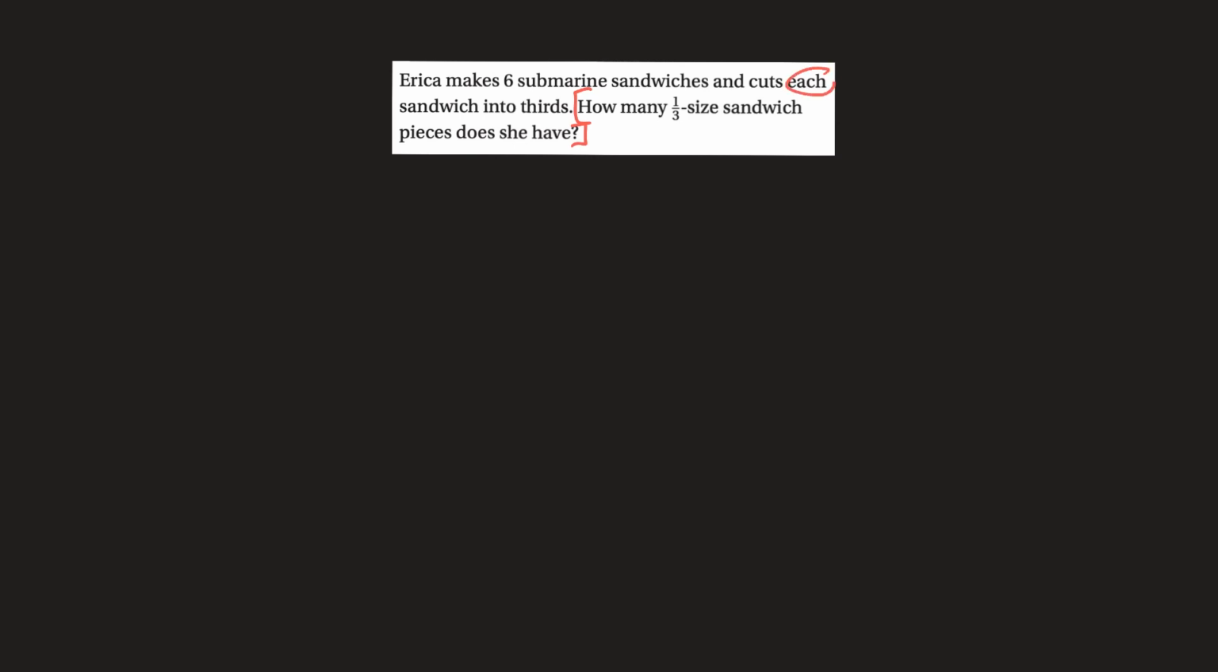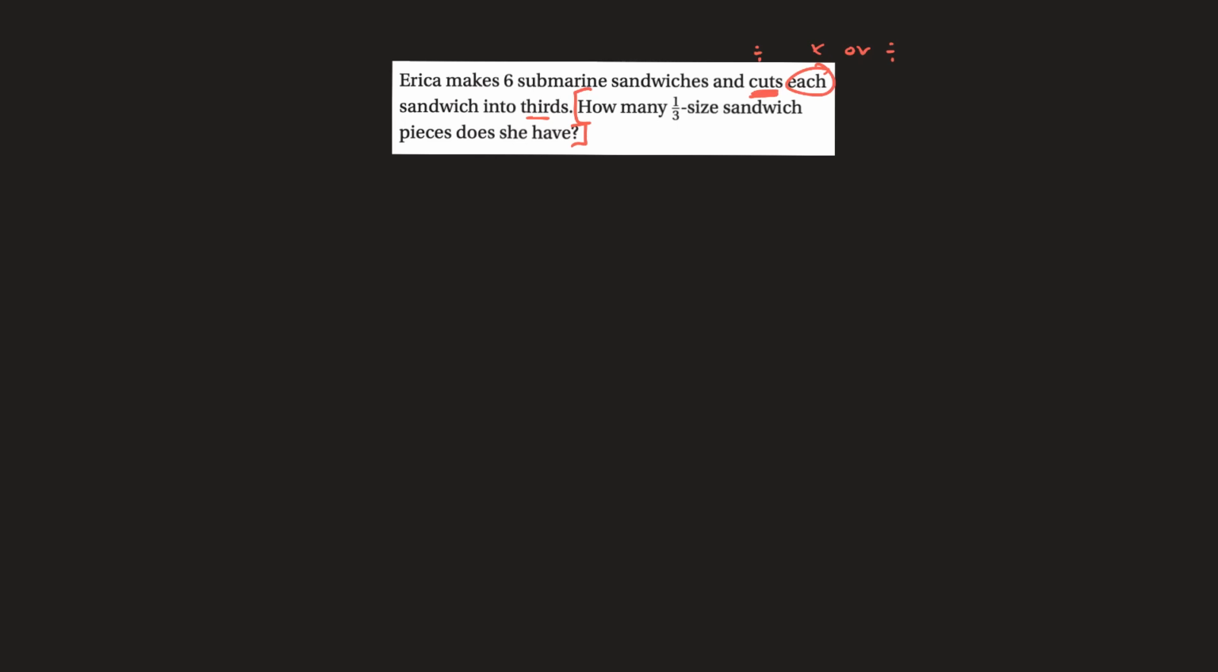Some clues I see obviously are "each," that's multiply or divide. I see "cuts," so that's probably a clue for division. And that's pretty much it in this case. Now, all the pieces are going to be the same size. They're going to be thirds, so that's another clue that goes with cuts, telling us division again. So this one is going to be division.